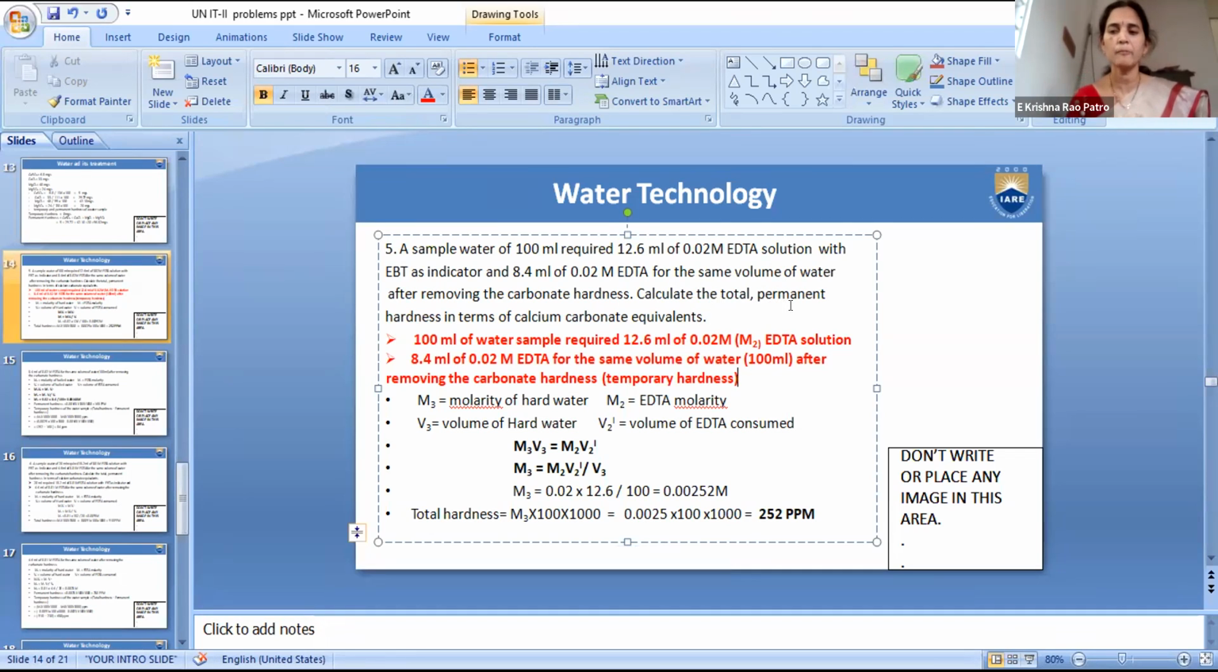Now clear for everybody? We are going to find out total hardness and permanent hardness. Permanent hardness is M4 and total hardness is M3. You wrote the formulas in the notebook, so we will do the problem now using the formulas for M3 and M4. Everybody write first: M3V3 is equal to M2V2 dash. Write it down in your notebook.